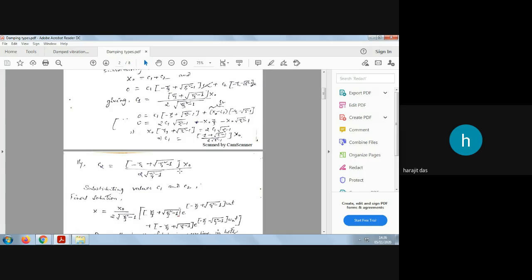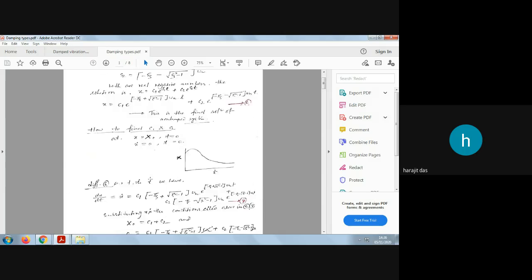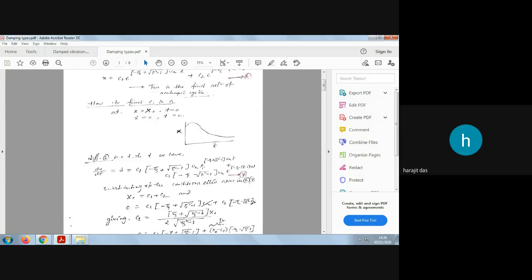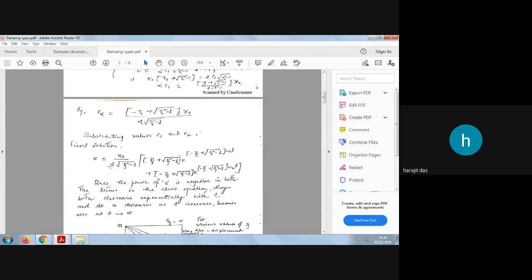Now these arbitrary constants c1 and c2 are determined. Now we will be putting these c1 and c2 values where? In this equation. So x equals, instead of this c1, we will be putting the expression that we have achieved, and instead of this c2, we will be writing the same expression that we have got just now. So only we will be replacing those things.